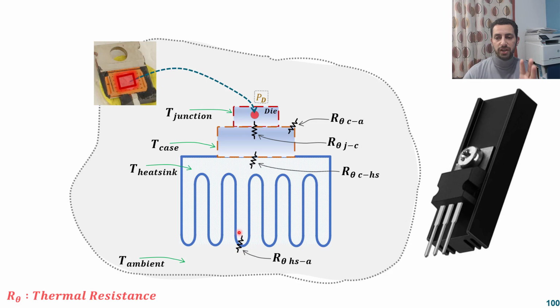So now the journey from the junction to the ambient starts from the junction, through the junction to case thermal resistance, then the case to heatsink thermal resistance, and then heatsink to ambient thermal resistance. This is the easy way to flow. We have another way here, but that resistance is considered very high, and we know the electrical current, if it finds two resistors, it will go through the least resistance way in more proportion than the higher resistance way, okay? And the same for the heat.